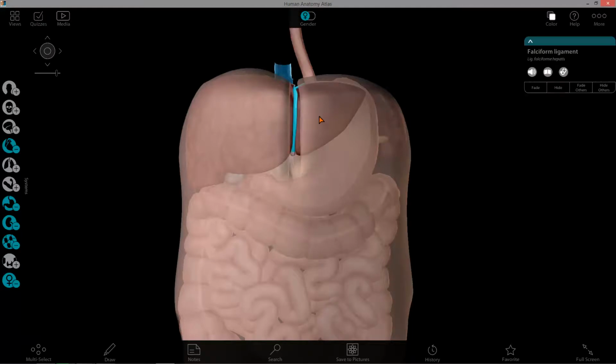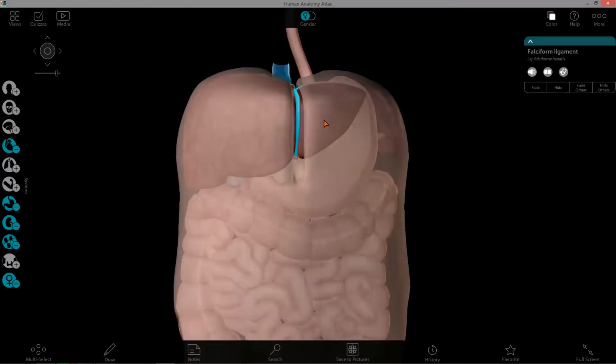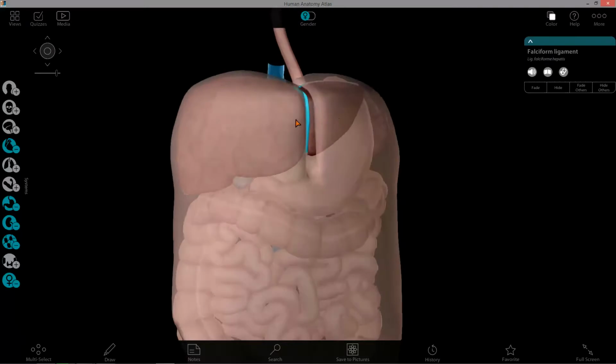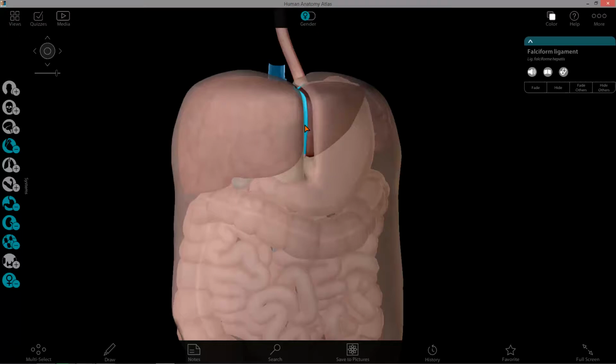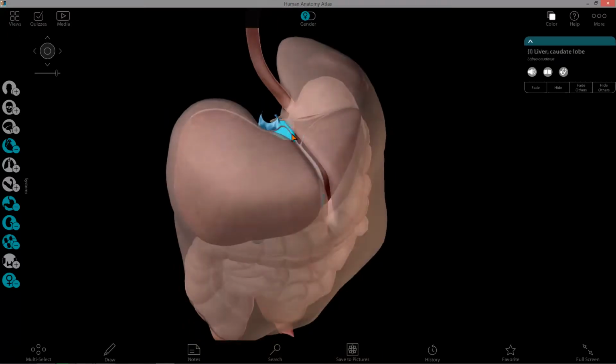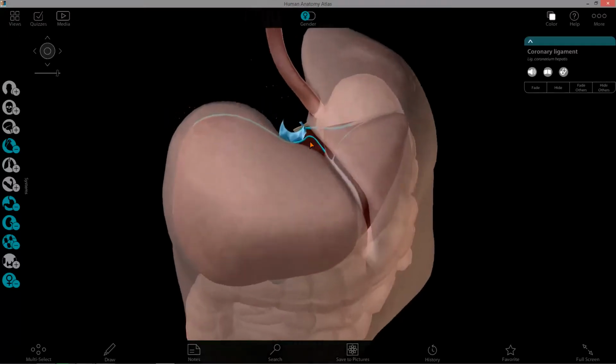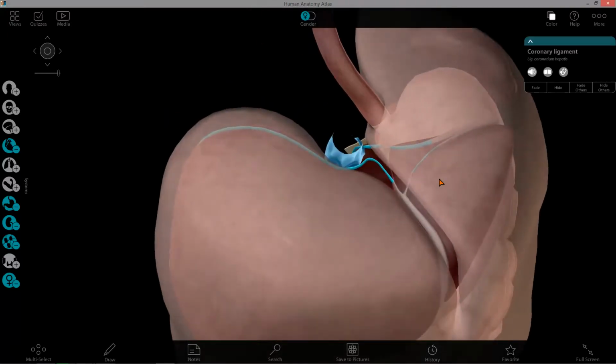So the first ligament of interest is the falciform ligament, which is on the anterior surface of the liver, and it attaches from the liver to the anterior abdominal wall. It is continuous with something known as the coronary ligament, which I have now selected. The coronary ligament attaches the liver to the diaphragm superiorly.